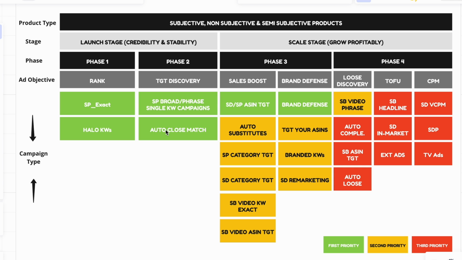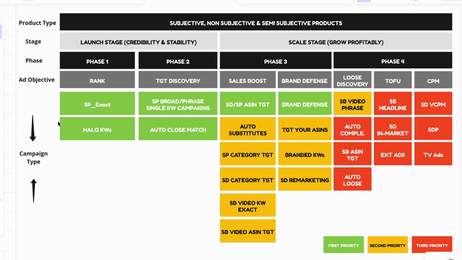I hope by now you're clear about the product types, which are subjective, non-subjective, and semi-subjective products, and how they are different from each other. And then you also learned about the stages. There are only two stages: either you're in launch phase, or you're in scale phase. If you're profitable, you are in scale phase. If you're not profitable, you are in launch phase, irrespective of how many reviews or how many sales you're making. It's very important for you to operate in a profitable manner, because we are building an exit-compliant business. And then you have various phases: phase 1, phase 2, phase 3, and phase 4.